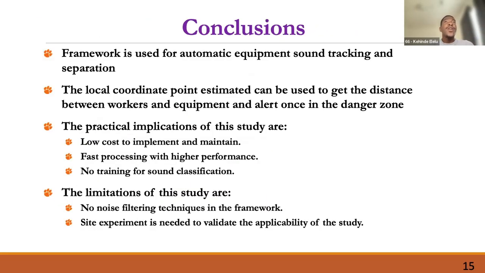The conclusion of this experiment is that we can use this framework to separate sound sources, track them, and localize the source of sound. Once we get the location of the sound, we can triangulate it to get the distance and properly alert the construction workers once they are located inside the danger or warning zone. The practical implication is that we are making use of a microphone array and Raspberry Pi, which can be easily obtained, are low in cost and low in processing power. And you don't require any pre-training to train the sound classification.